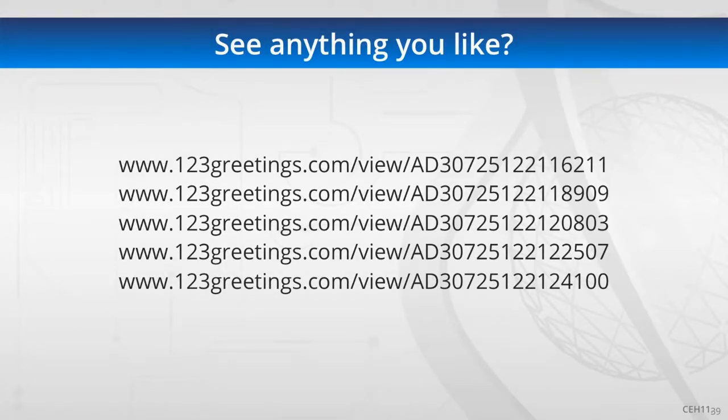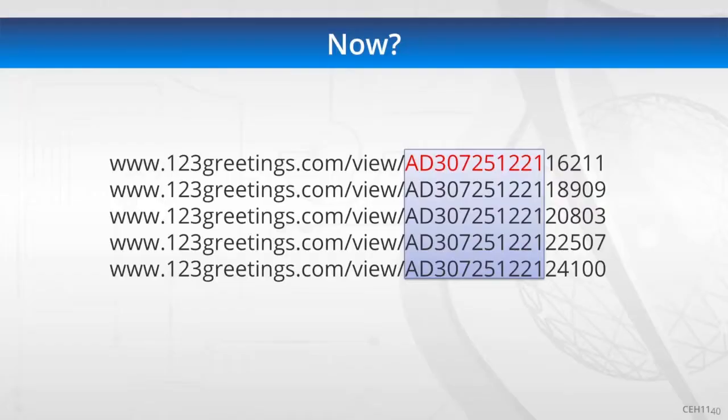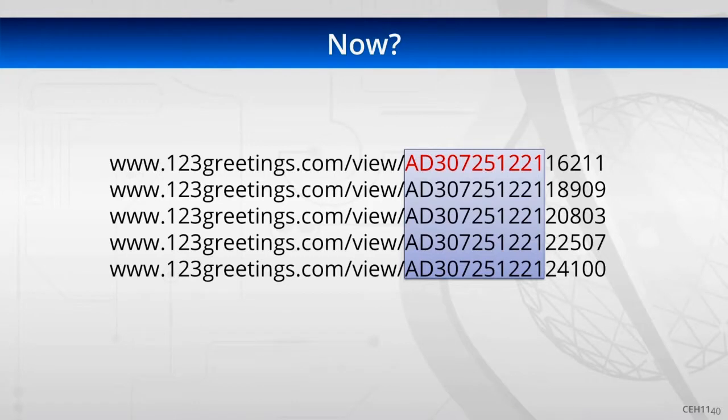So look at what we see in front of us with 123 greeting cards, or 123greetings.com. Is there anything in there that you're looking at? Remember, from a defender standpoint, we want randomness. From an attacker standpoint, we want predictableness. How about that? Notice that AD3072512221 is all the same. The session ID is only random in those 5 digits for right now. And they're not very far apart.